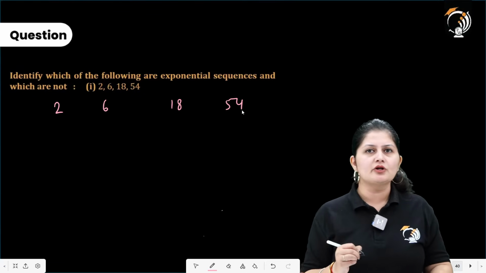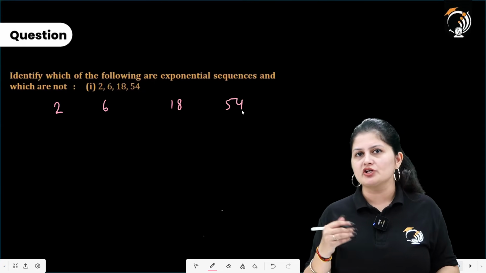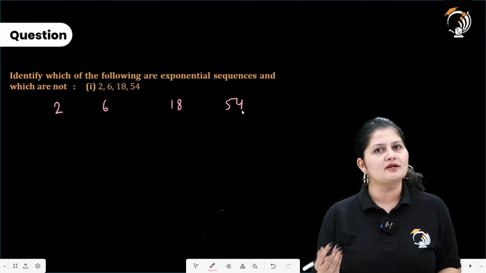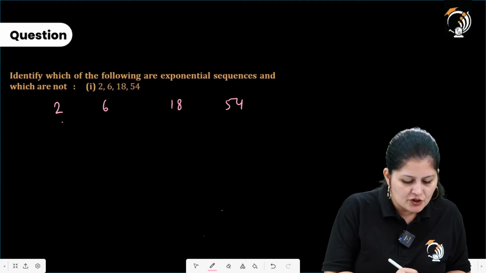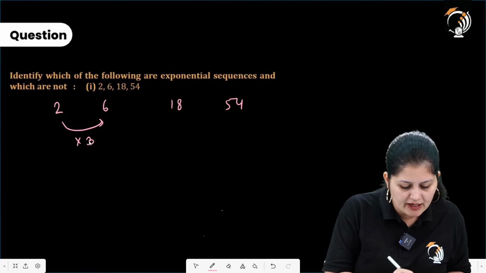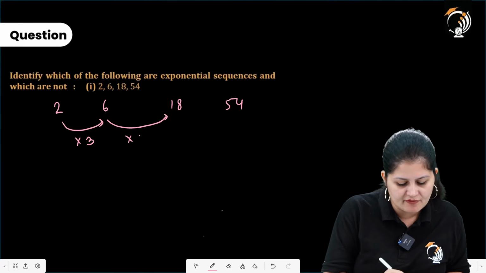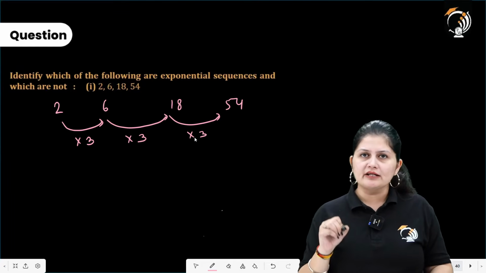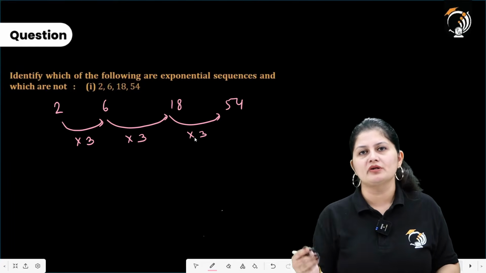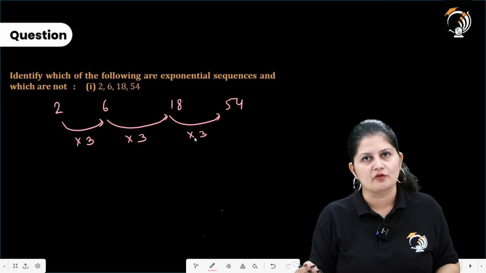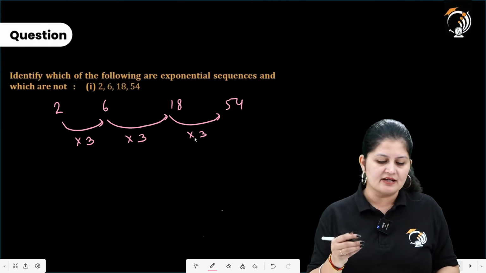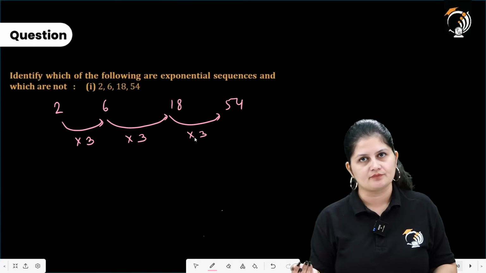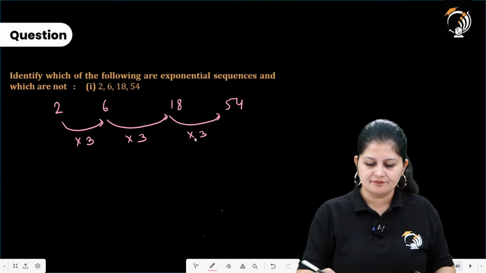As I told you, for exponential sequences or for a geometric progression, the common ratio needs to be the same, correct? So in order to get the next term, we need to multiply by 3. Again, to get the next term, we multiply by 3. Again, we multiply by 3. So clearly, if we have the same common ratio, it is a geometric progression, or we can say an exponential sequence. Clear?